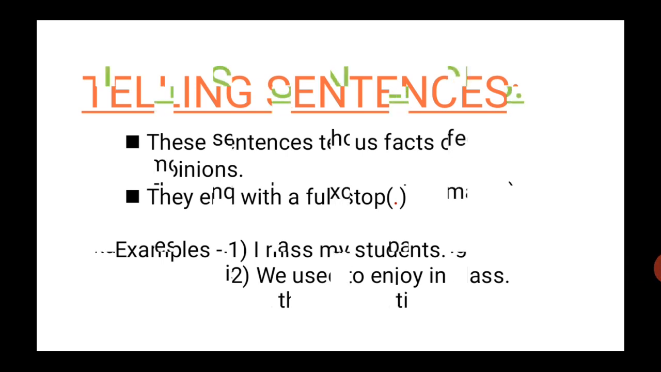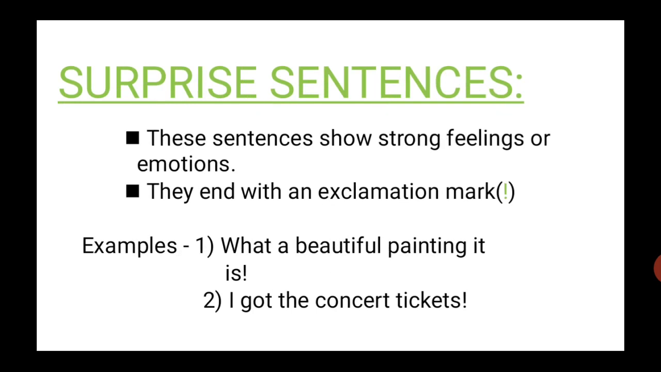Now, coming to the second type of sentence, which is surprise sentences. These sentences show strong feelings or emotions. They end with an exclamation mark. Examples: what a beautiful painting it is! I got the concert tickets!